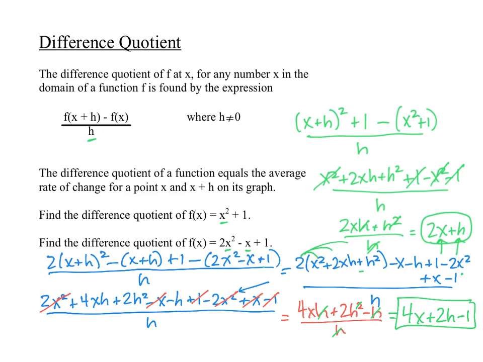Don't forget the minus 1. When you cross out that h, you're left with h divided by h, which is 1. So there you have your difference quotient for this function here. That concludes the additional work in functions that I wanted you to learn.